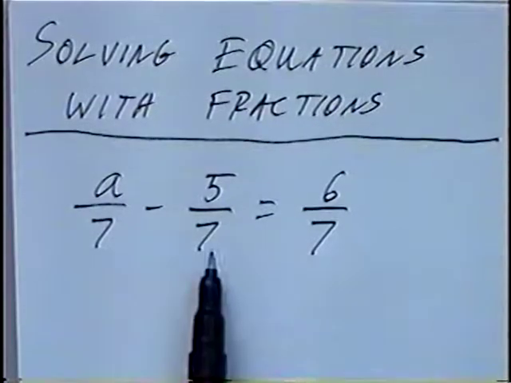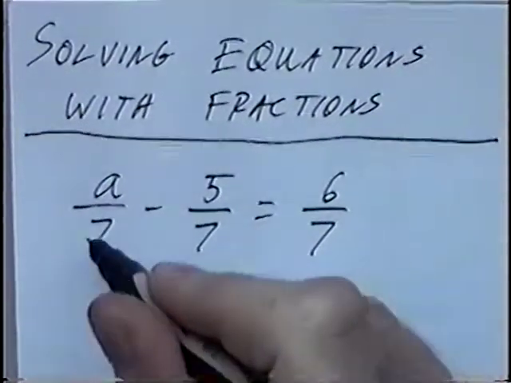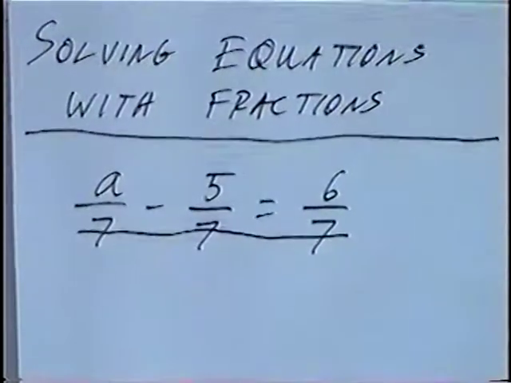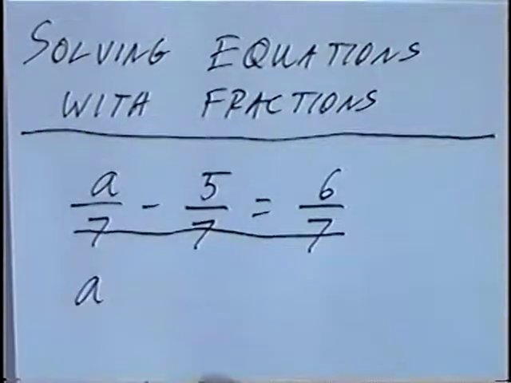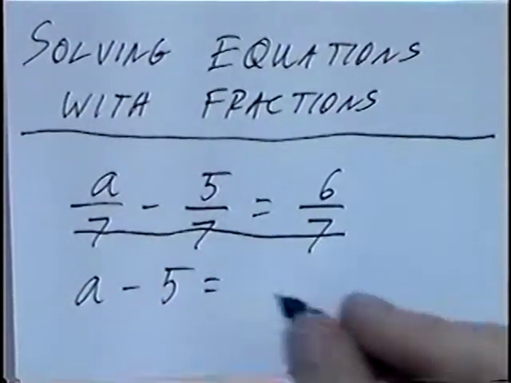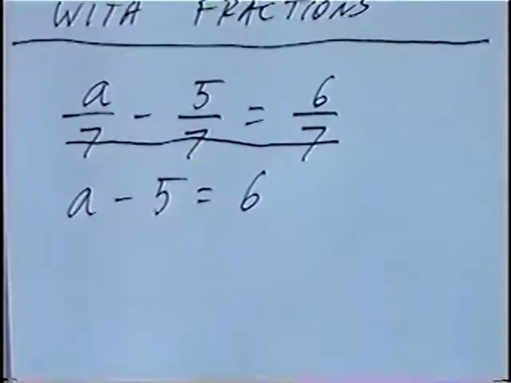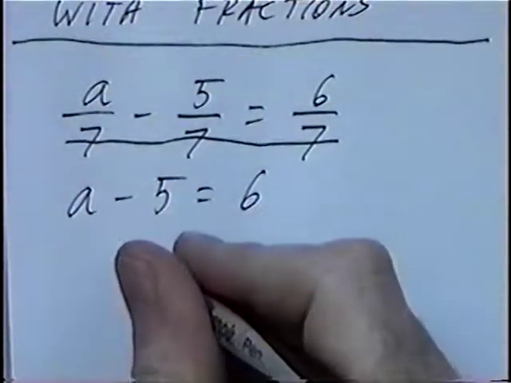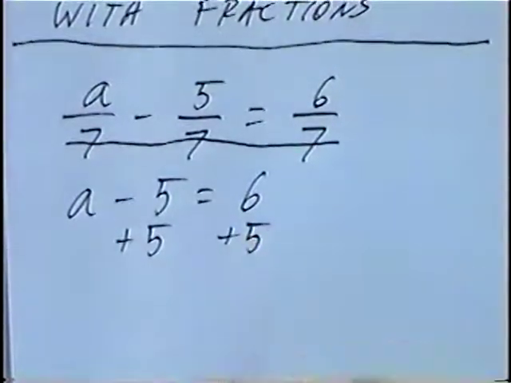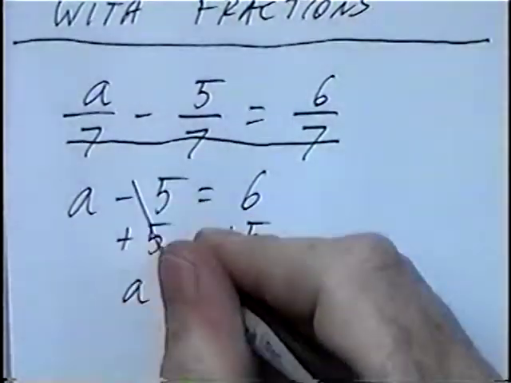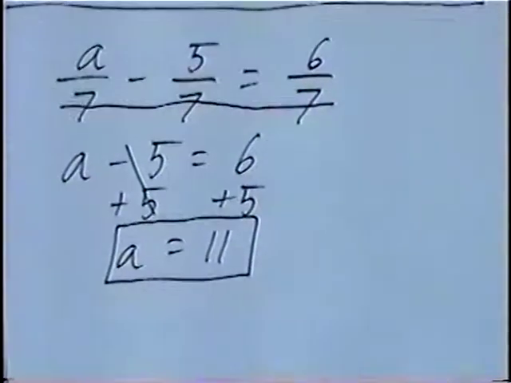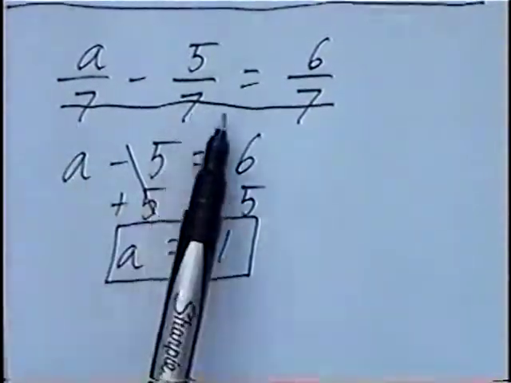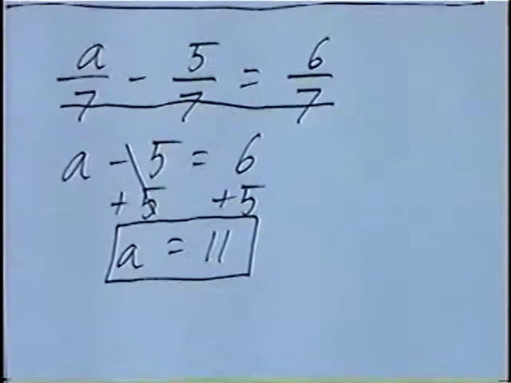Once all the denominators are the same, or the denominators are equal, we can cross those off and ignore those, and rewrite the question just with the numerators. So we'll have a minus 5 equals 6. Solving from here, we can add 5 to both sides, and a equals 11. So when you have multiple fractions in an equation, you want to get all these same denominators, and then we can cross off the denominators.